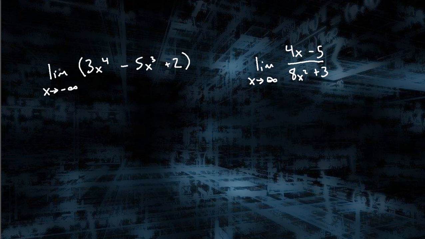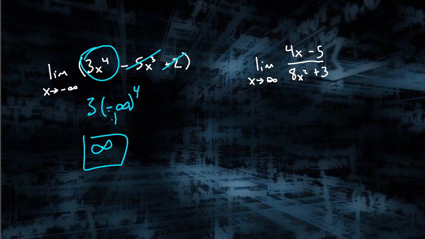Okay, last two examples. So walk through each one of these, make sure we're understanding. I'm going to put in negative infinity. This term and this term don't matter. And this is the term that's going to matter. It's the highest power of x. So I have 3 negative infinity to the 4th. So an even power of a negative. So this is going to infinity because that becomes positive.